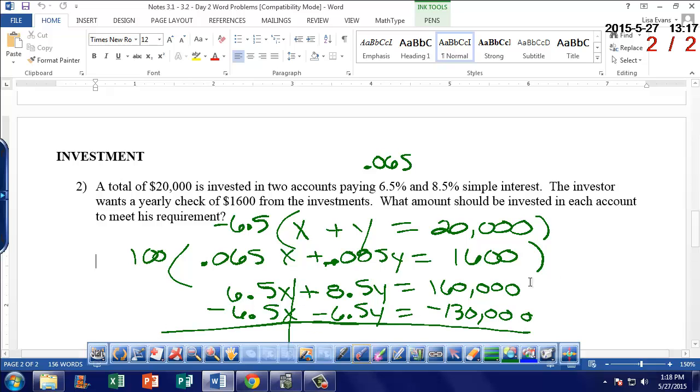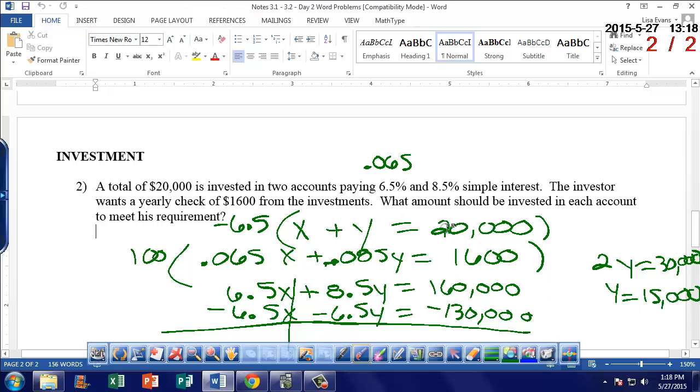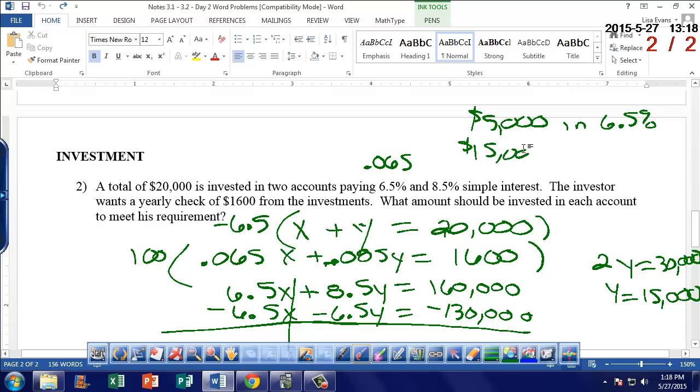When you go ahead and solve this, you get 2y to equal $30,000. So y is just 15,000. We know that the two amounts had to add up to 20,000. So if we know y is 15,000, we know x must be 5,000. So how I write my answer is I write $5,000 in the 6.5% interest account and $15,000 in the 8.5% interest. I apologize for my messy handwriting here.